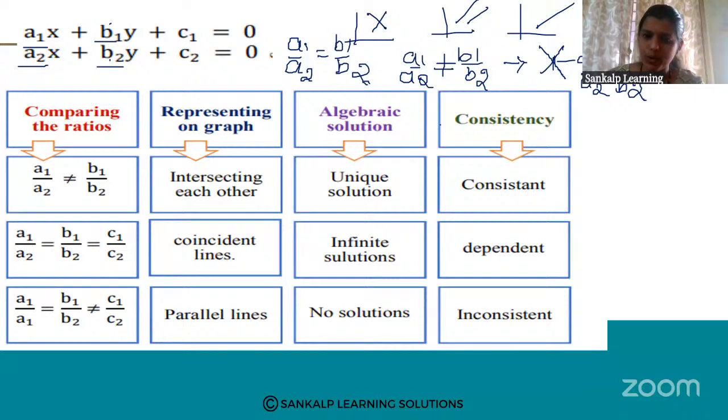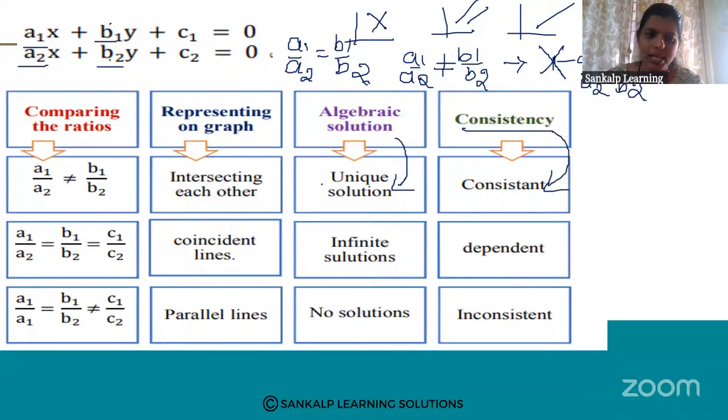Next, algebraic solution. Algebraic solution will be a unique solution. Which type of solutions does it have? Unique solution. Consistency. Is it consistent or inconsistent? So when two lines are intersecting, that means the pair is consistent.